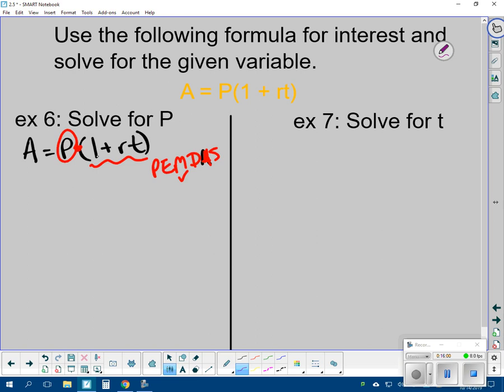We only want to mark things that are happening to P. The only thing that's happening to P is multiplication, so we have to divide. What are we dividing by? Everything that's being multiplied by P, which is the whole quantity, 1 plus rt.